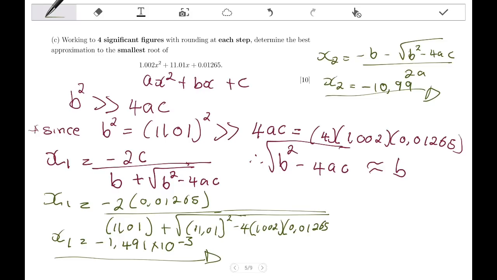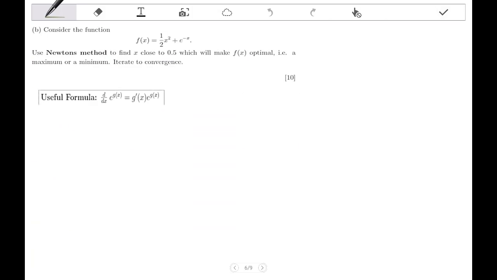Let's move on to the next question. So we have this one here. Consider the function f of x equals 1 over 2 x squared plus e to the power minus x. Using Newton's method, find x closer to 0.5. So that's your x initial. X initial is equal to 0.5, which will make f of x optimal, that is a maximum or a minimum.